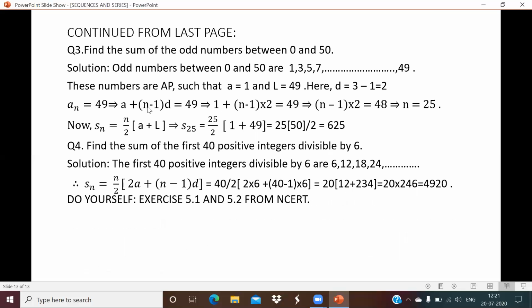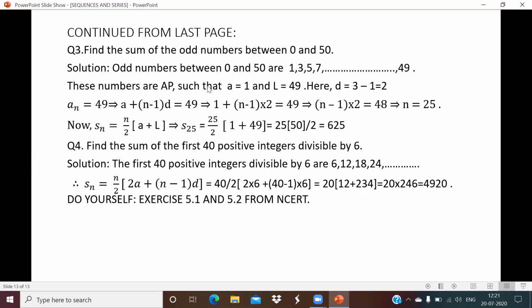In the next question, question number 3, find the sum of odd numbers between 0 and 50. Between means after 0. Odd numbers 1, 3, 5, 7. Odd numbers are those which are not divisible by 2. And the last number will be 49, which is also not divisible by 2 and less than 50. Here you can see it is an AP because the difference of two consecutive terms is the same. That's why we can apply the formula of AP. Here a is the first term, which is 1, the last term is 49, and d is second term minus first term, that is 2.